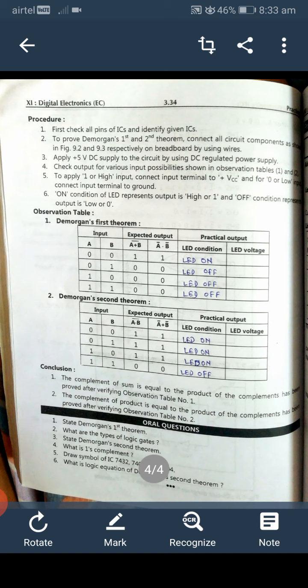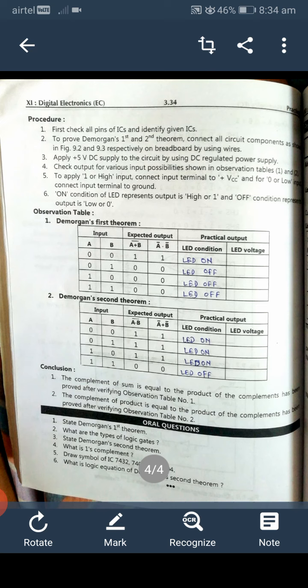Apply 1 or high input, connect the input terminal to plus VCC, and for 0 or low input, connect the input terminal to ground. The ON condition of the LED represents output is high or 1, and the off condition represents output is low or 0. The observation table for De Morgan's first theorem and De Morgan's second theorem is shown below.